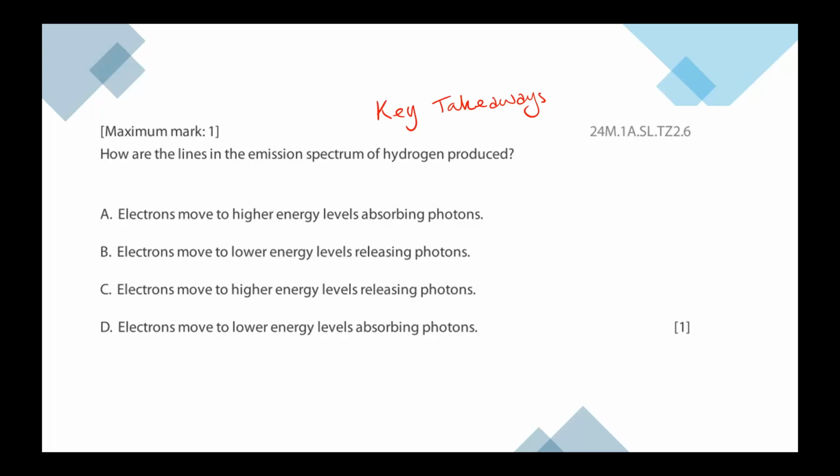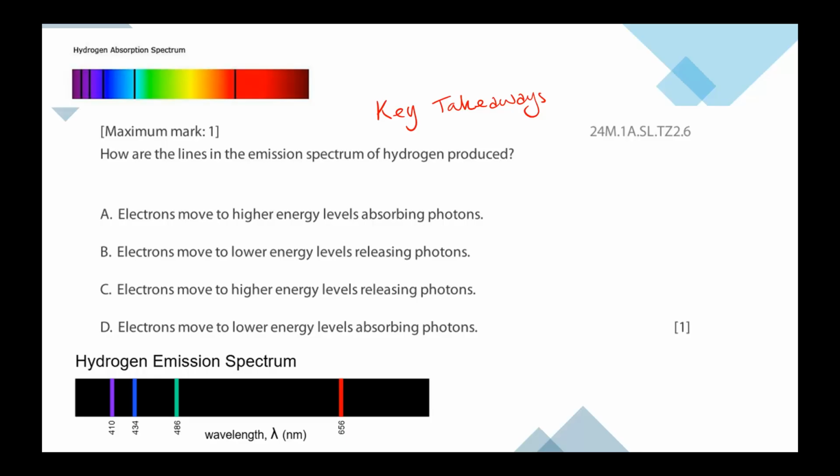So, what are our key takeaways with this question? First, this is our absorption spectra, right? So this is what we would get with A. And then we have our emission spectra. This is what we get with B, and this is what the question is asking about.